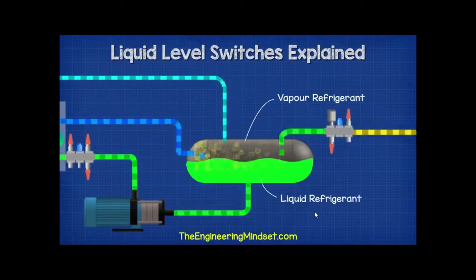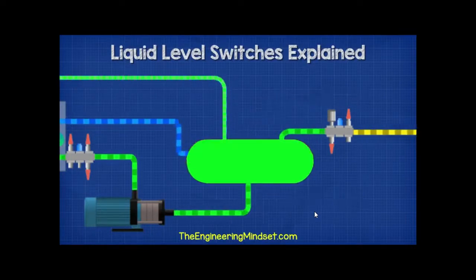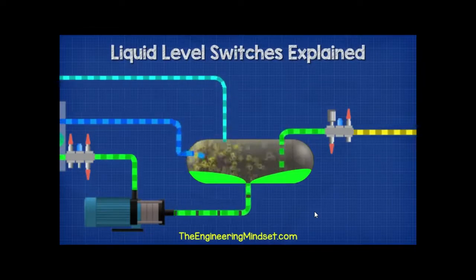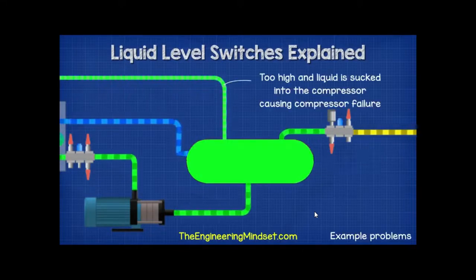In these vessels, we have a mixture of liquid refrigerant as well as vapor refrigerant. The liquid level rises and falls during the operation of the system and the cooling demand experienced by the system. Now we don't want the liquid level to get too high or too low in the vessels. We need to maintain the level between our defined upper and lower limits in order for the system to operate smoothly. If we don't maintain this, then we're going to run into all sorts of problems.